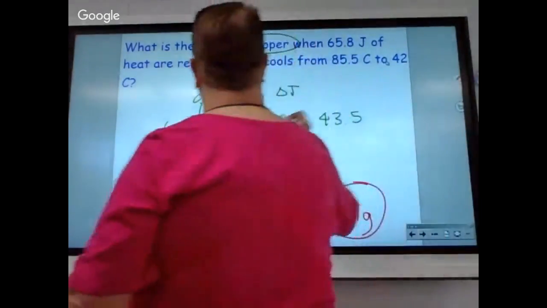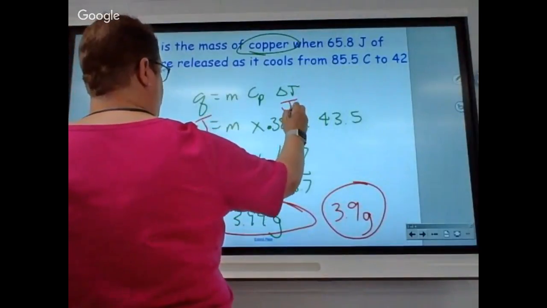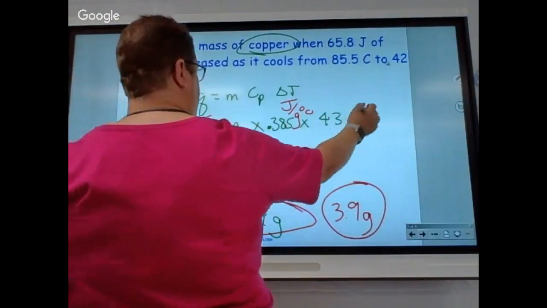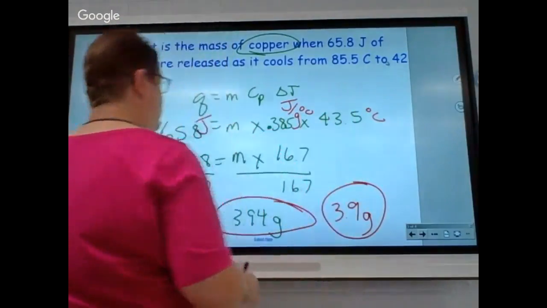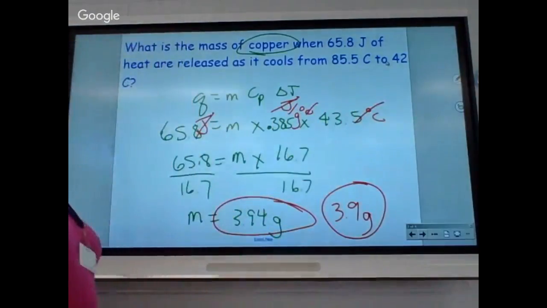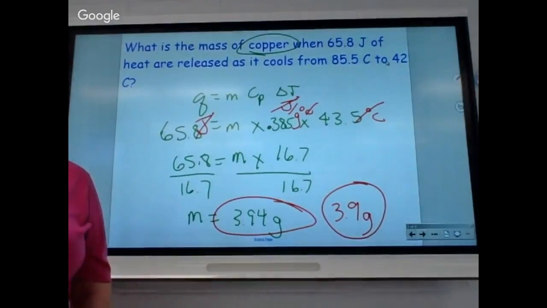Where did the units cancel out? Because this was a joule. This was a joule over gram degree Celsius. Let me fix that. And this was a degree Celsius. So the joules left, the degrees Celsius left. And so we were left with the gram. Anybody else? Question? You okay with that?